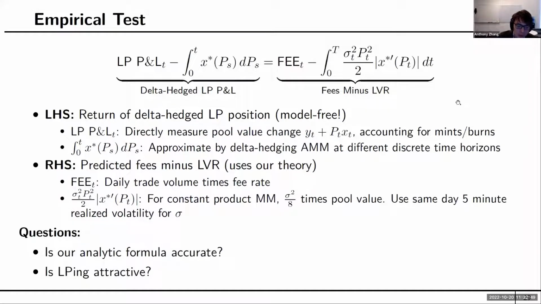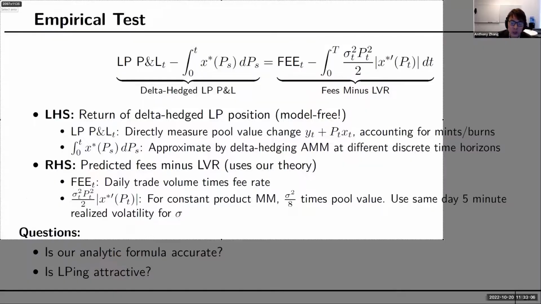So we want to do two things here. When we bring this to the data, we want to first ask a question: does our formula work? Can we actually bring this to the data, measure returns on LPs, and does our formula for what returns should be actually match the data? Why can we do this? Because we can run two separate things.